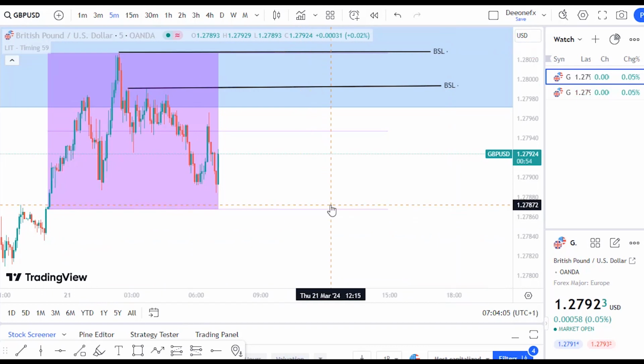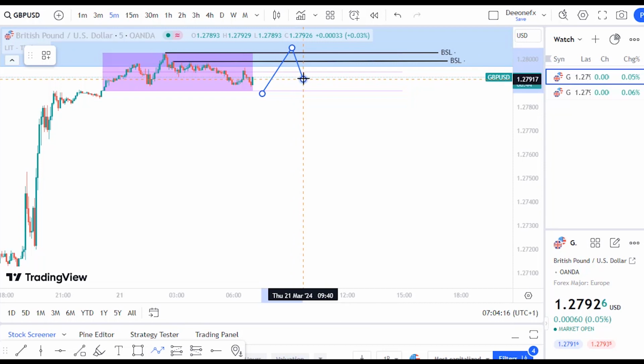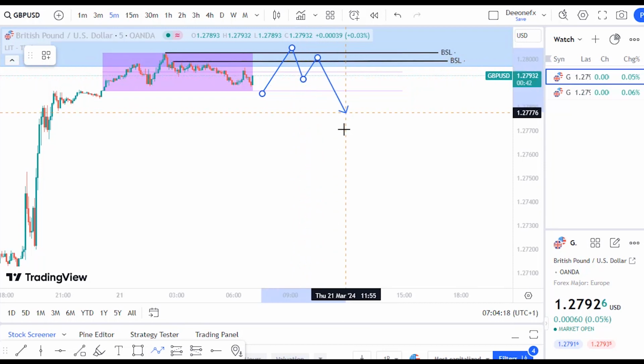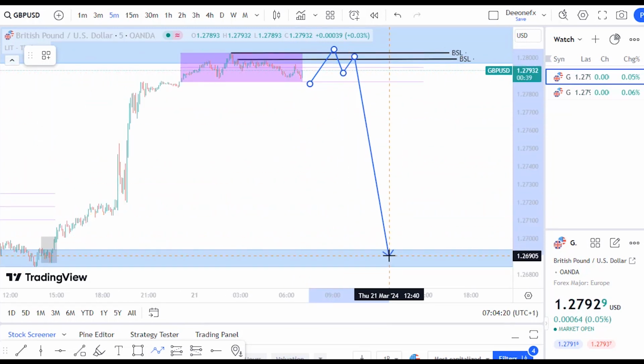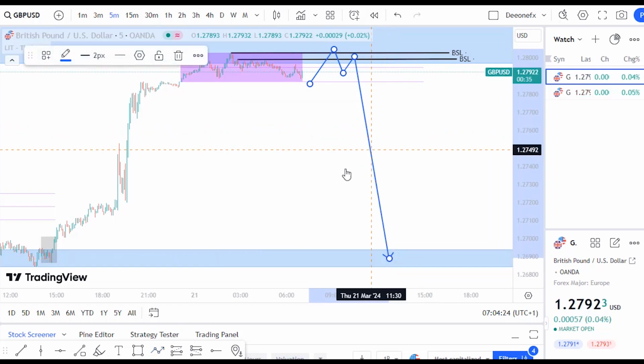So what do I expect to see? We're expecting price to come back into this POI, but this time it's going to clear this buy side liquidity. We look out for a change of character, and then what happens? We go down, right? So we sell back into the zone.